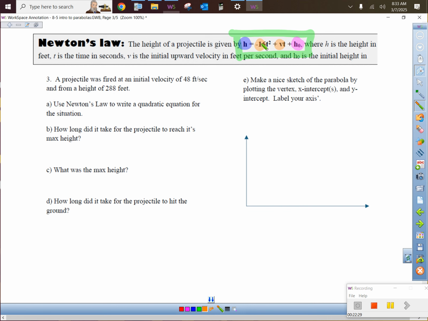Hey, is it positive or is it negative? Why is it negative? What does gravity do to these objects? Makes it come down, right? Are we okay with that?